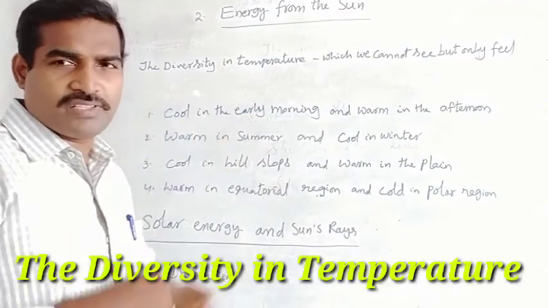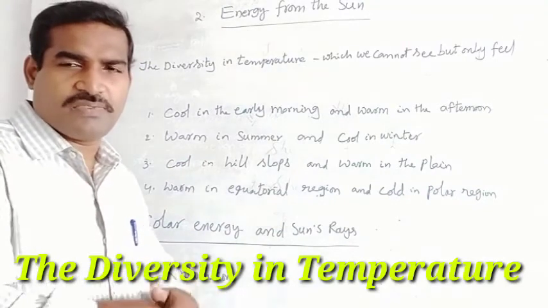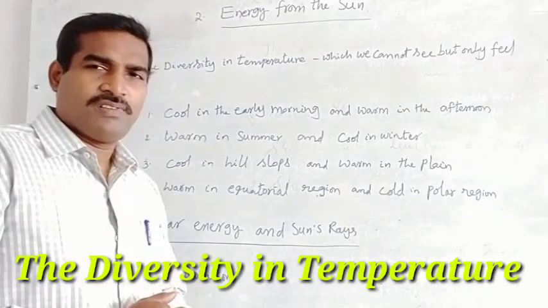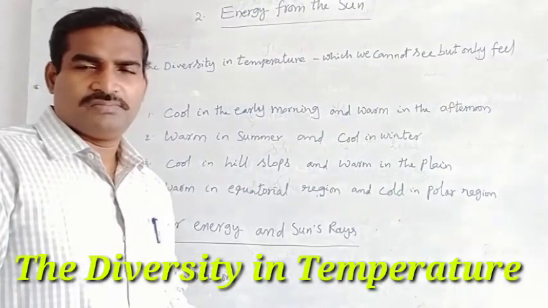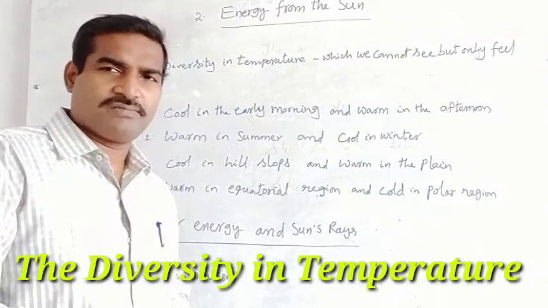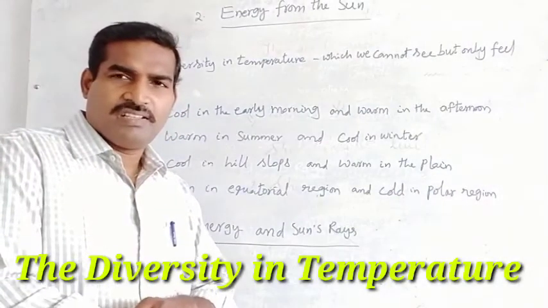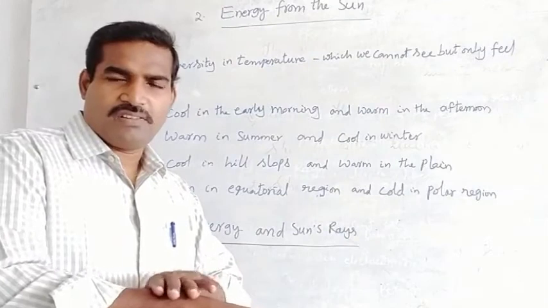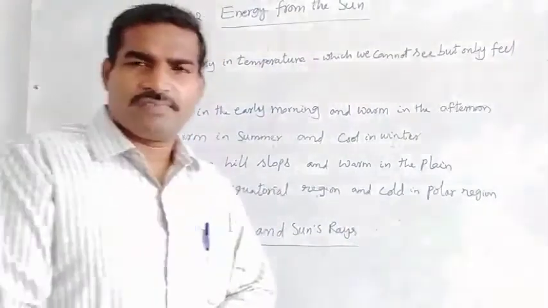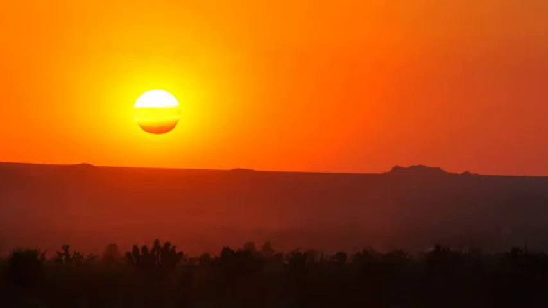This diversity in temperature, we cannot see it. We just feel it. Suppose, how do you know whether it is a cold condition or a hot condition? When there is hot sunshine, our skin gets wet, means we perspire, some sweat happens on the skin. Perspire, hot weather conditions. Okay, this kind of thing. Next, we'll discuss some important points.